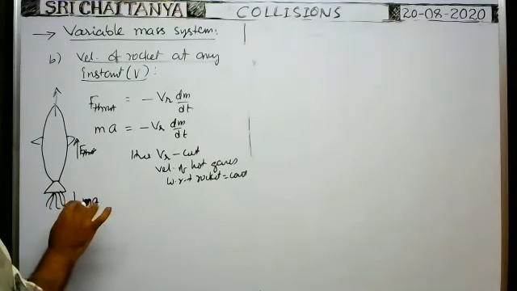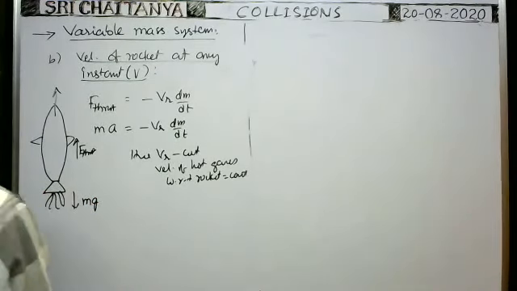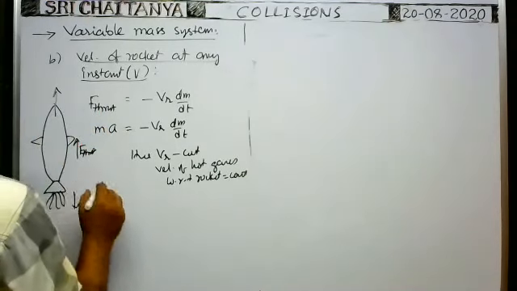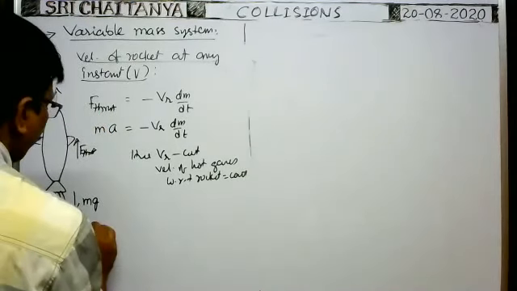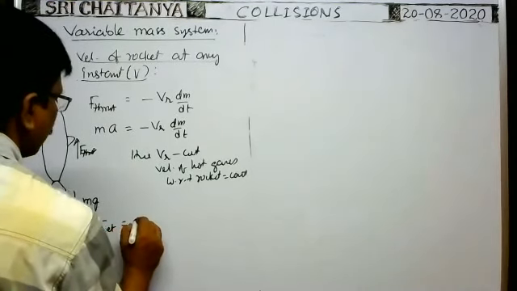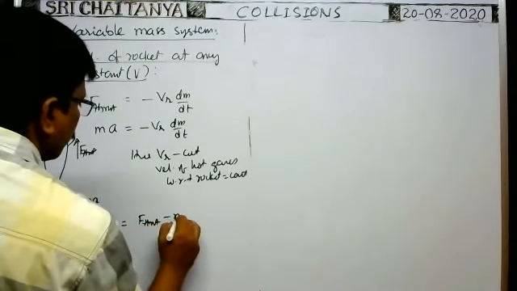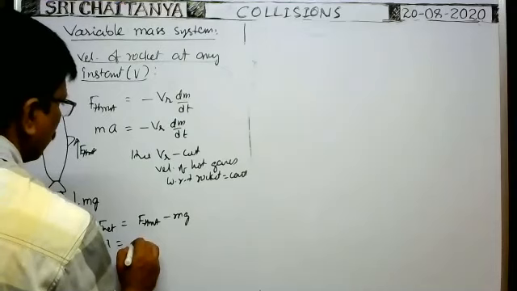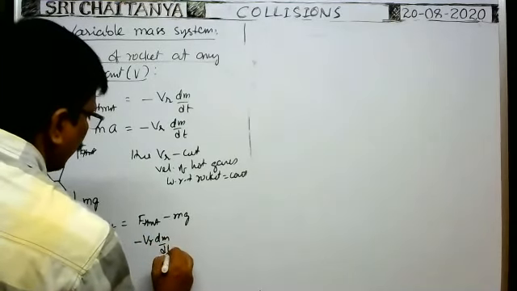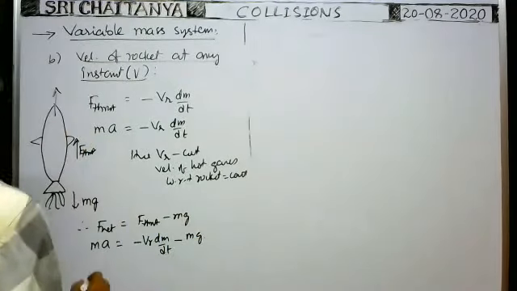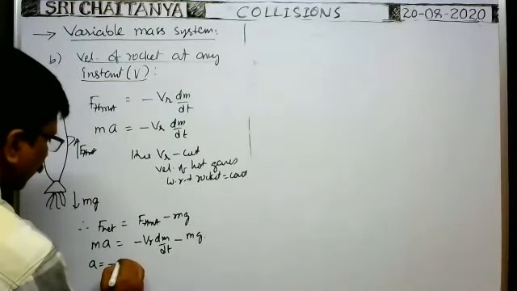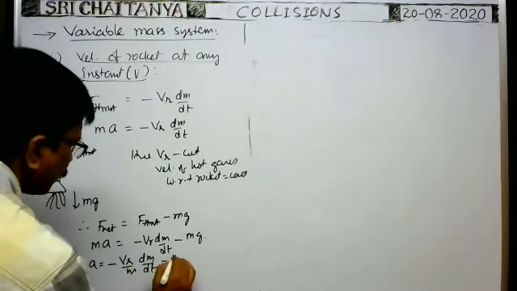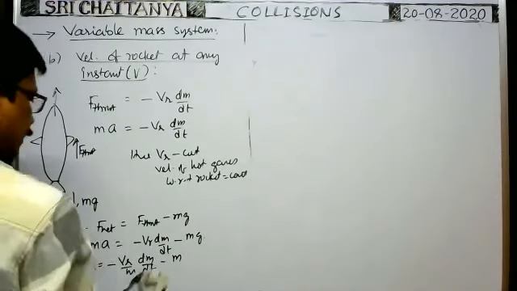The weight of the hot gases is negligible, so the weight of the rocket is mg. Thrust acts on the rocket as F thrust upwards. Therefore, the net force on the rocket upwards, F net, is equal to F thrust minus mg. F net means mass of the rocket into acceleration, equal to minus Vr into dm by dt minus mg. Therefore A is equal to minus Vr by m into dm by dt minus g, since m cancels.